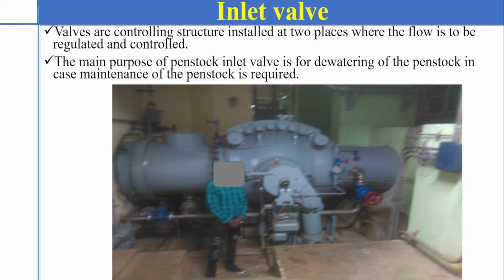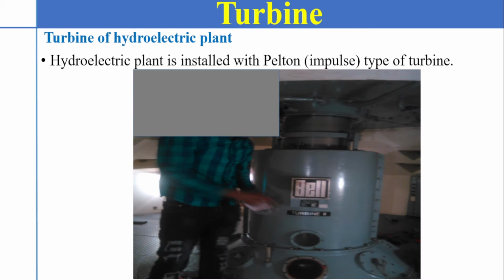Valves are controlling structures installed at places where the flow is to be regulated or controlled. This inlet valve is used to monitor water or stop water flow to the turbine during maintenance and operation of the turbine. This part is the external part of Pelton turbines.